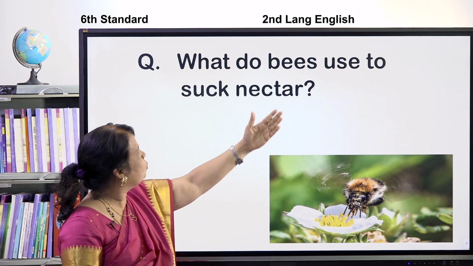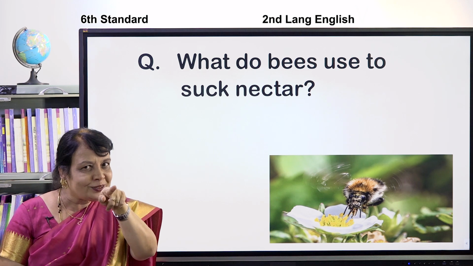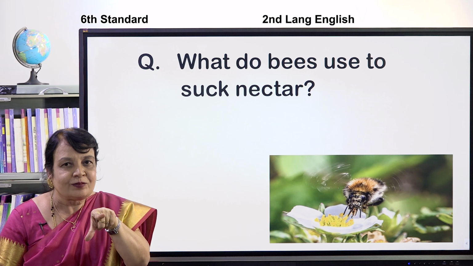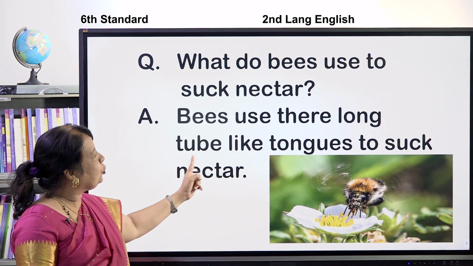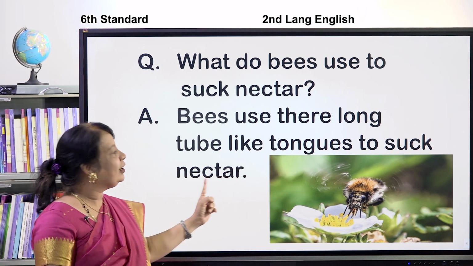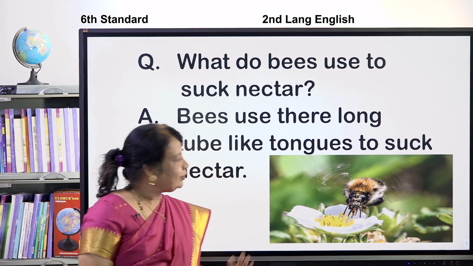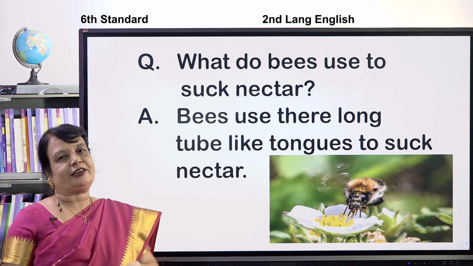What do bees use to suck nectar? What do they use? Yes, how is it? Long. Yes. No, long what? Good children. Yes, bees use their long tube-like tongues to suck nectar. Yes, you can see children here. Yes, tube-like tongues. They will suck the nectar.